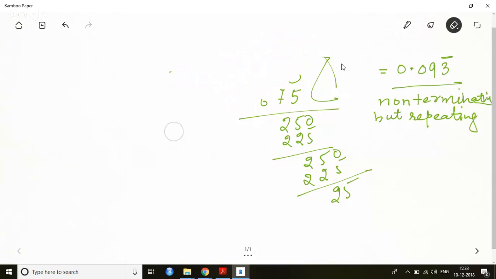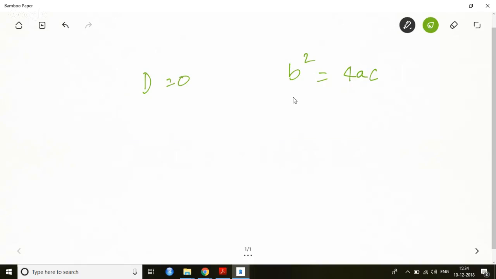Now question number 2. Question number 2 tells me to find the values of k for which the quadratic equation has equal roots. If a quadratic equation has equal roots, it means that b square is equal to 4ac. Because D is equal to 0, b square minus 4ac is equal to 0. So b over here is minus k root 3, whole square, and that is equal to 4. a is 3 here and c is 4 here.